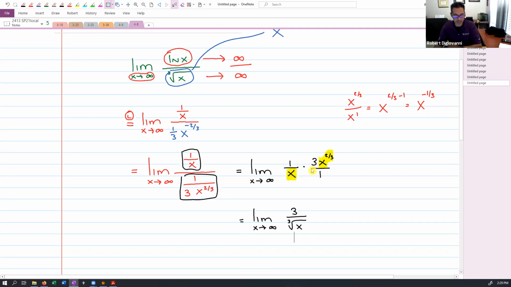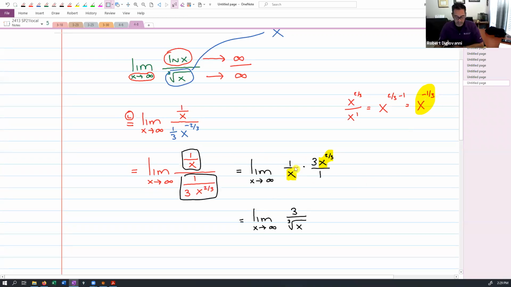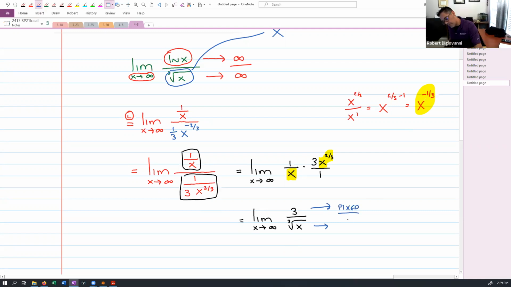Okay, so what I've done here is I've taken this part in yellow and I've rewritten it with x to the negative 1/3. But because it's negative, I dropped it down to the denominator and made it positive 1/3. But positive 1/3 really means cube root of x. Now, all of this algebra I just did was so that now I can take a limit and see clearly what happens. Do you all see what happens now? Yes. The top goes to a fixed number. The bottom goes to infinity, which means this limit goes to 0.